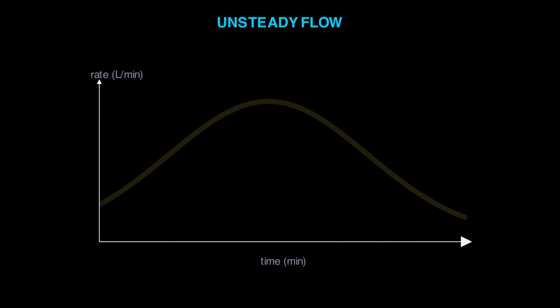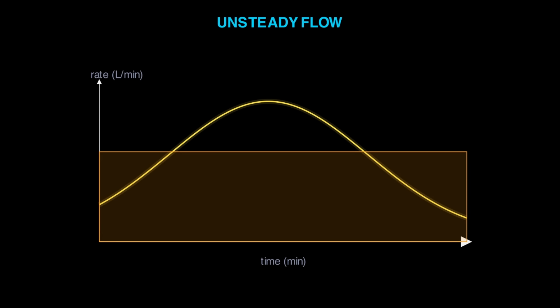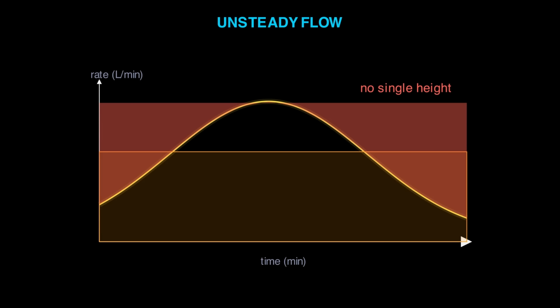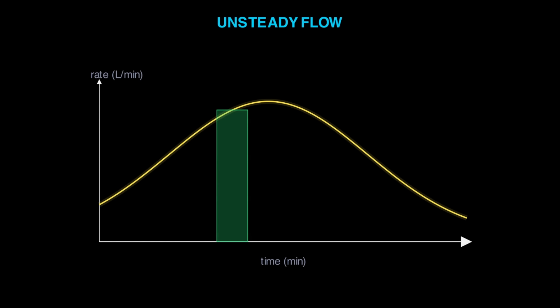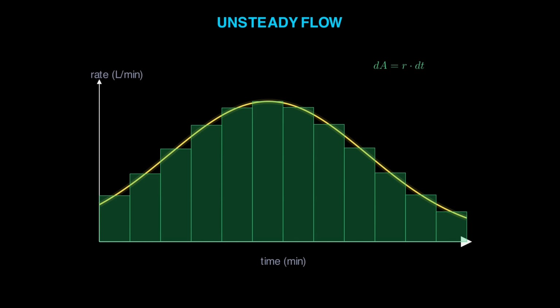But real systems rarely stay constant. Suppose the pipe starts slowly, becomes faster, and then slows again. Now we cannot simply multiply one rate by the full time. There is no single height. But for a very short interval, the rate barely changes. Inside that interval, we pretend the rate is constant. Rate times a small amount of time gives a small amount of water. Repeat that idea across the entire graph and add every small contribution.